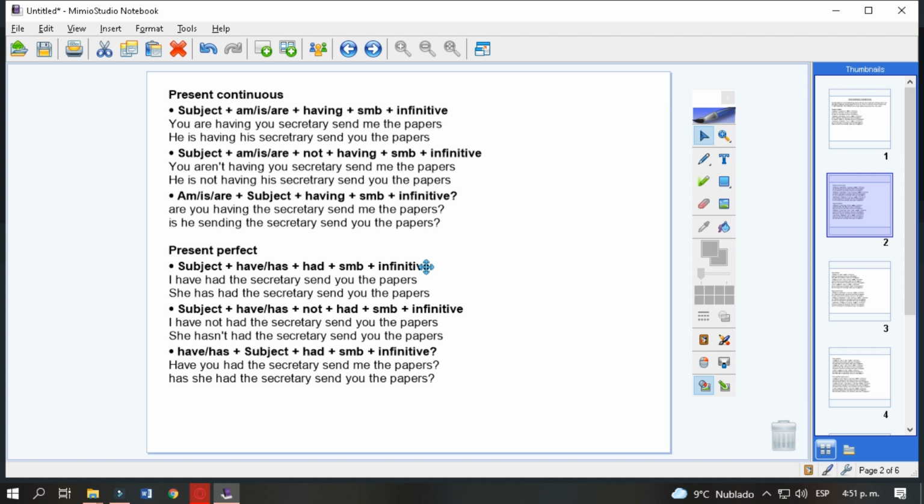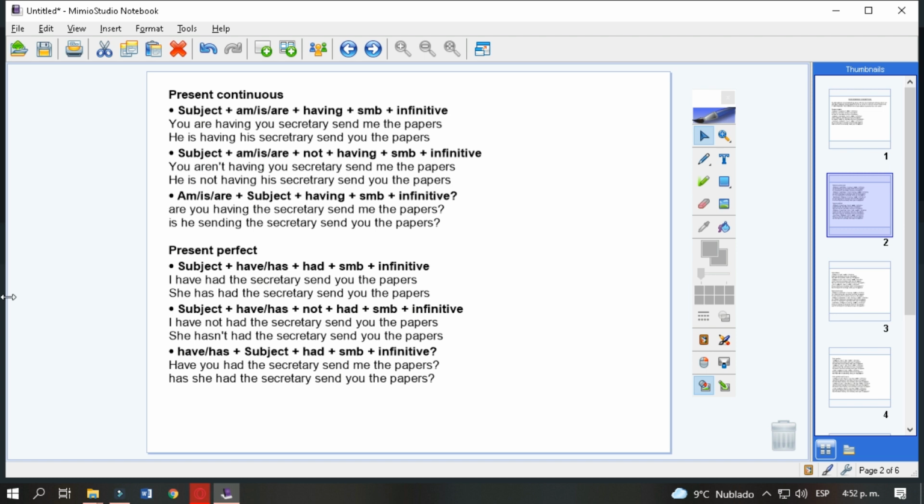The present perfect would be subject plus have or has, then had, this is my main verb in the past participle, somebody, the person that is going to do the action for us, and the action. I have had the secretary send you the papers. For third person singular, we have has: she has had the secretary send you the papers.